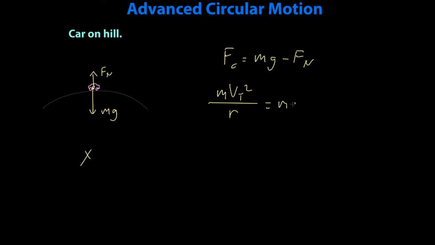Next up, car on hill. I will have mg from force Earth. I will have force normal from the ground. Fc, therefore, is mg minus force normal, because the center of my circle is somewhere around here. m vt squared over r equals mg.